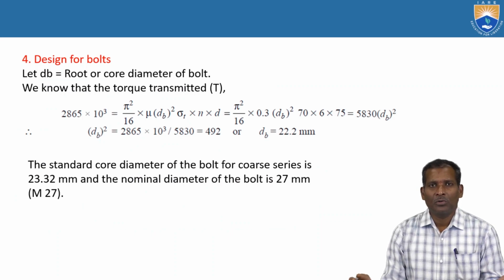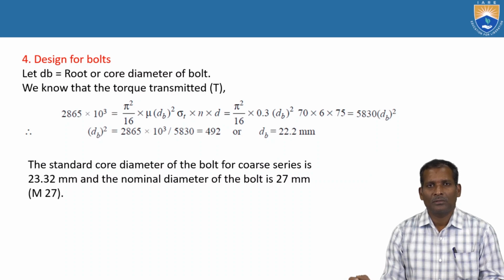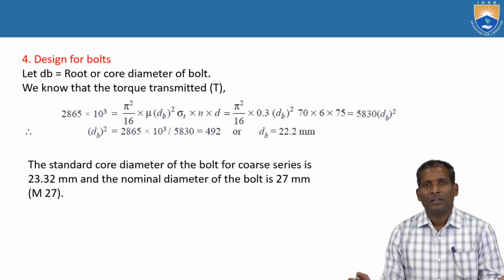In this, the new item is bolts. Why? Because the given coupling is a clamp coupling. The two shafts are connected with the help of muff, key and bolts. Here the number of bolts used is 6, so the bolt dimensions need to be designed. Let dB be the root or core diameter of the bolt.